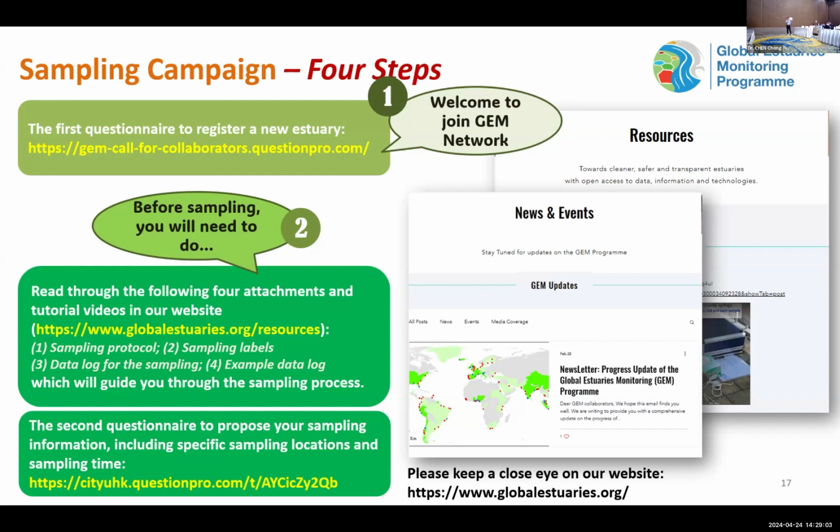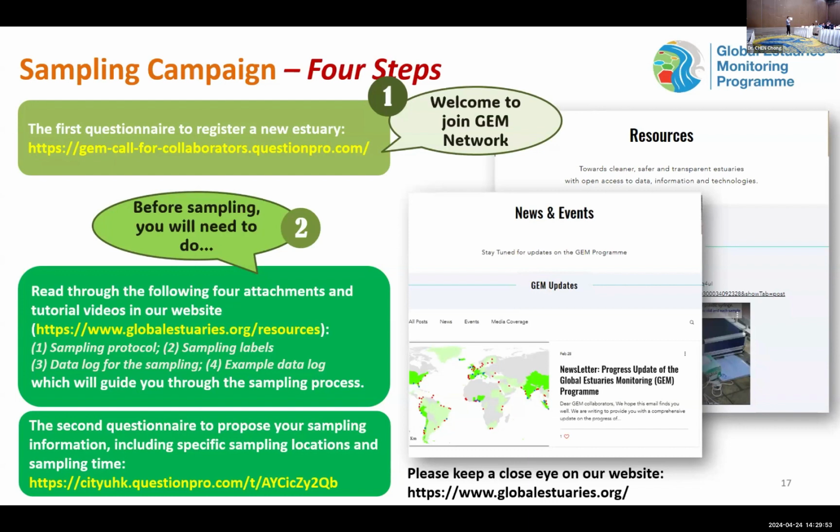Step two means after your SPL is registered, now you can prepare for the sampling campaign. And before sampling, you should first read through the materials and also the theory videos on our website, including the sampling protocol, sampling labels, and the data log. And these materials could guide you through all the sampling processes. It should be very clear. And after you know our sampling campaign process very well, now you can fill in the second questionnaire to propose your sampling information, including specific sampling locations and sampling time.